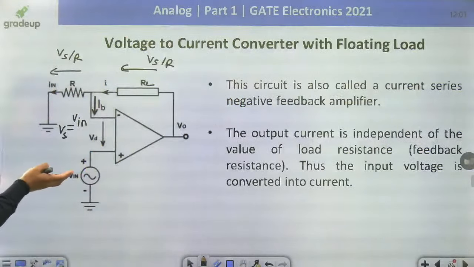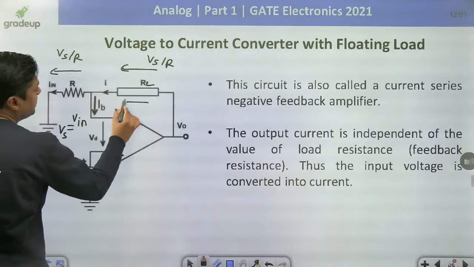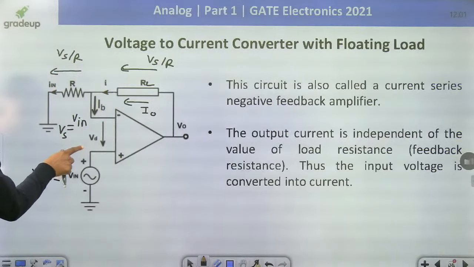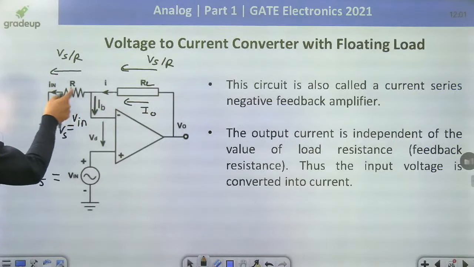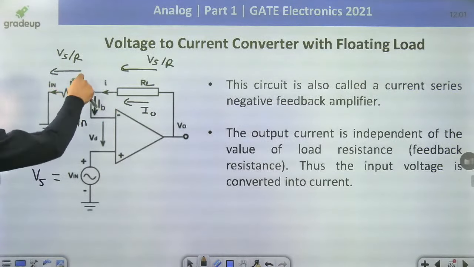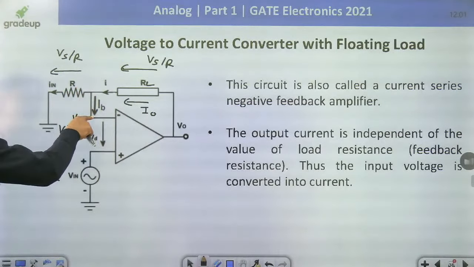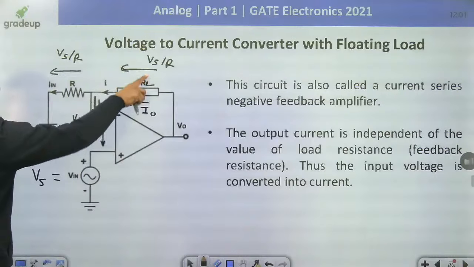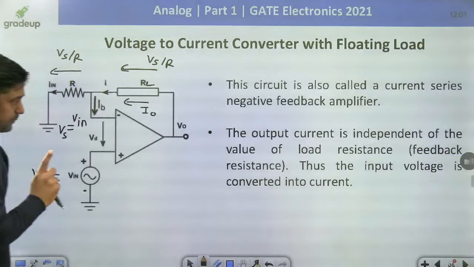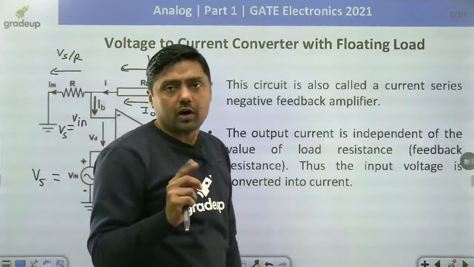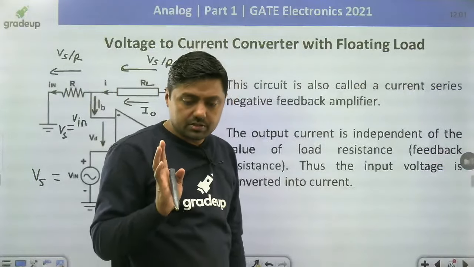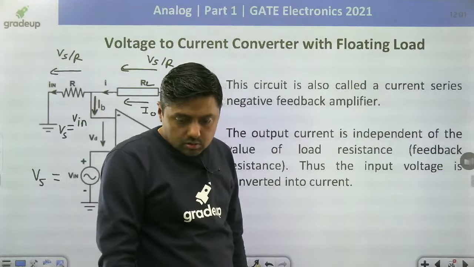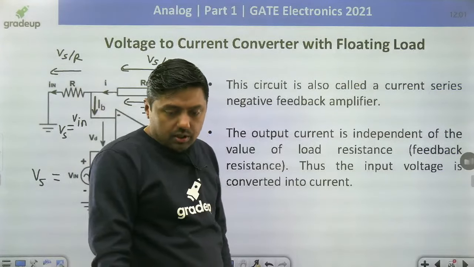Now, directly objective question they will ask, what is the current here? So, always remember, according to virtual short concept, it is a Vs, it is Vs. So, what is the current here? Vs by R. What is the current entering the operational amplifier? 0. Then same current will pass through the RL. And that's why I naught is given by Vs by R. It is independent of RL. Right? Finished? Is there any doubt? Okay.